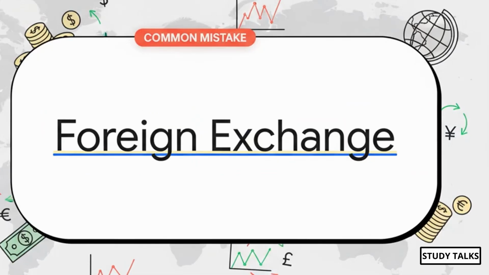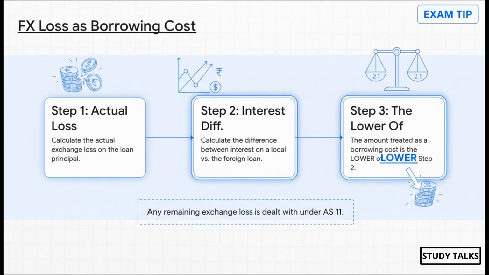All right, let's put on our thinking caps and tackle that super tricky topic I warned you about, the one where a lot of marks can get lost. What happens when your loan isn't in rupees, but in, say, US dollars? So if the exchange rate moves against you, you end up with an exchange loss on the loan principal. AS 16 has a very specific rule for this. It says you can treat part of this loss as a borrowing cost, but not all of it. You got to memorize this three-step process.